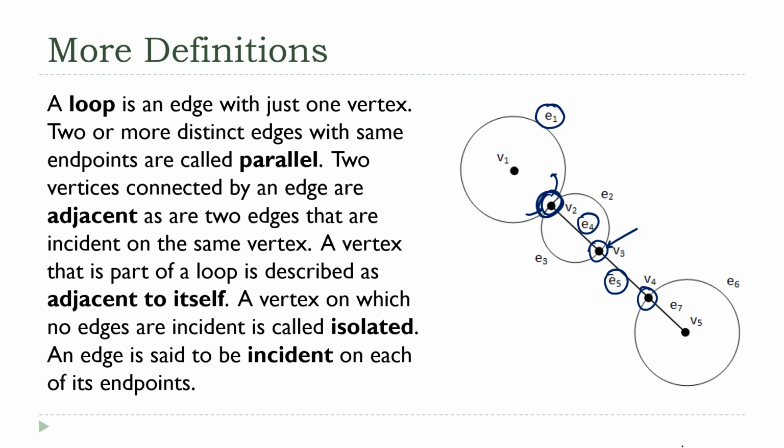A vertex on which no edges are incident is called isolated. That's V1 up here. It's not connected to anything else. It's off by itself, with no connection to the rest of the graph. And finally, an edge is said to be incident on each of its endpoints. Just a lot of language. You'll get the hang of this, because we're going to be using these terms a lot as we go deeper into the chapter.